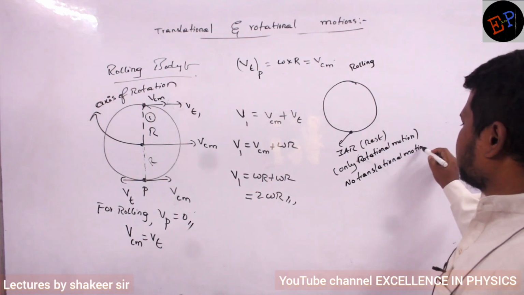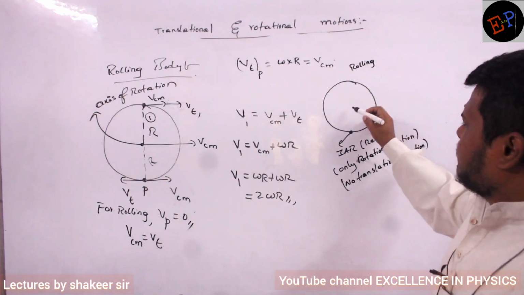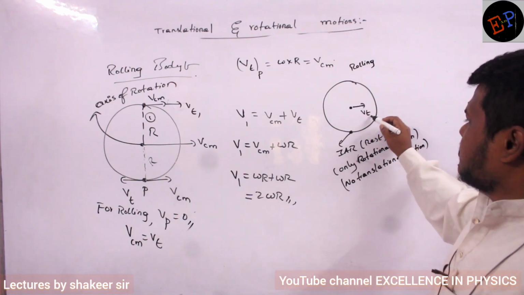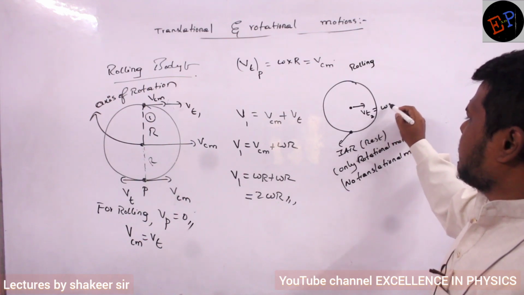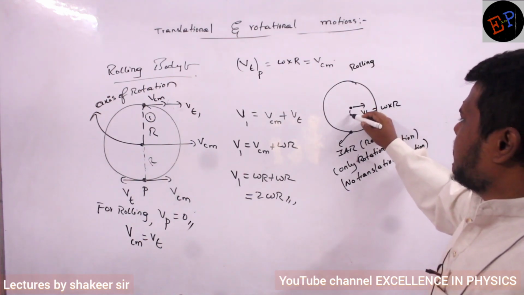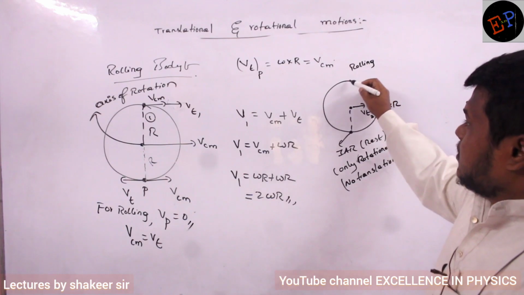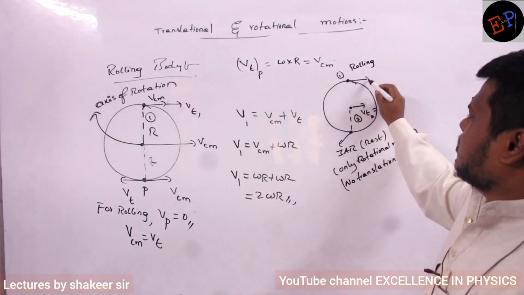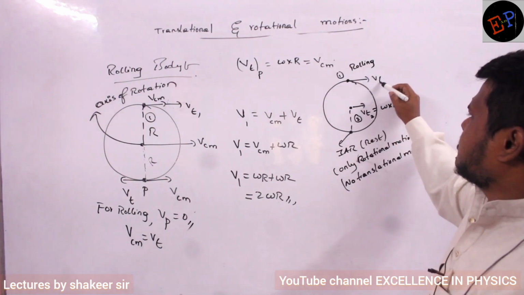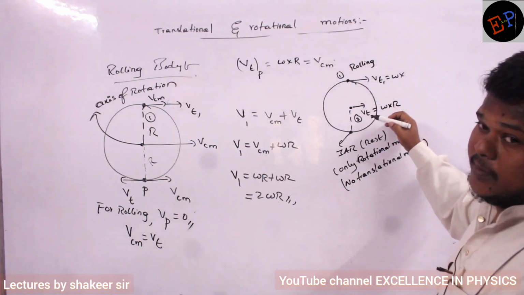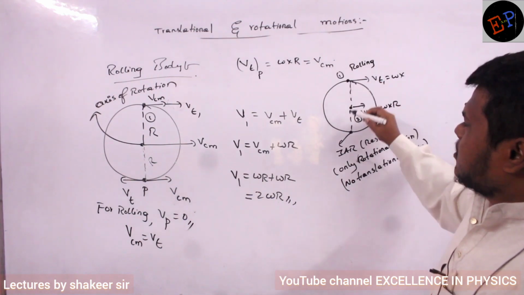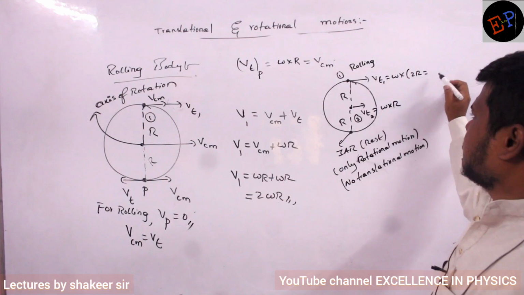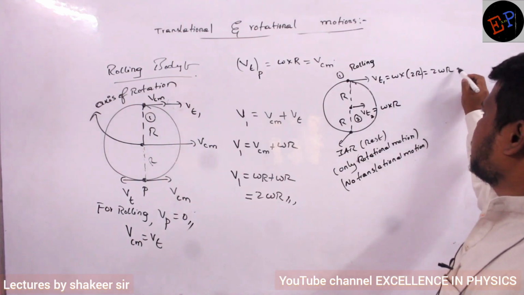Therefore if you take this point, it will have only tangential speed. Let us take this as V2. How much? It will be omega into r, because the perpendicular distance is r. If I take this point as point number 1, are you able to understand? Then what will be its tangential speed? Again omega into r only. From the axis of rotation, what is the total distance? R plus r, 2r. So omega into 2r. Clear, no? So 2 omega into r.